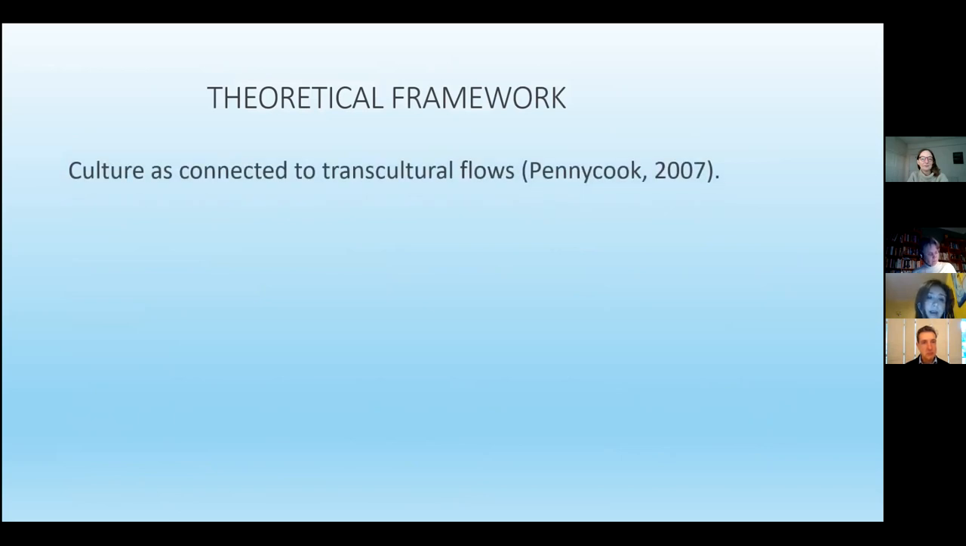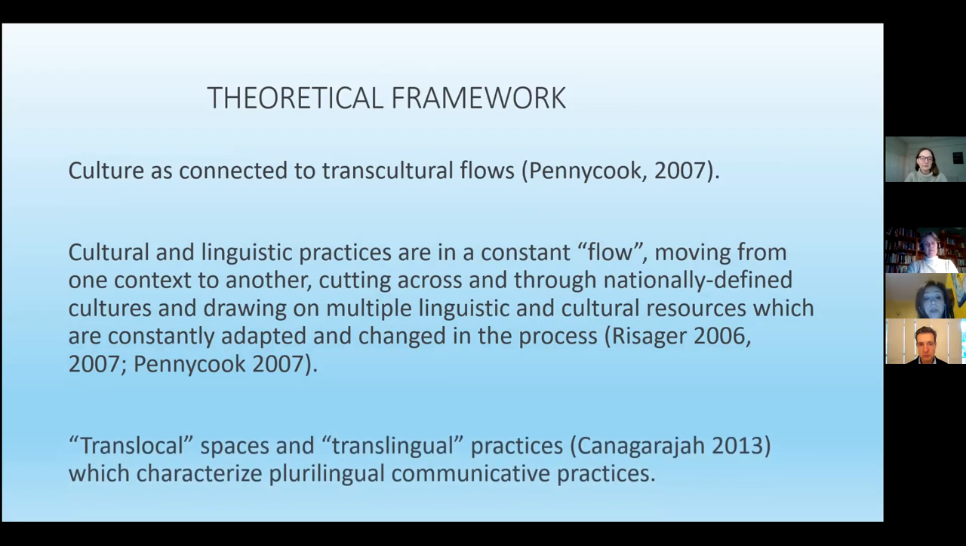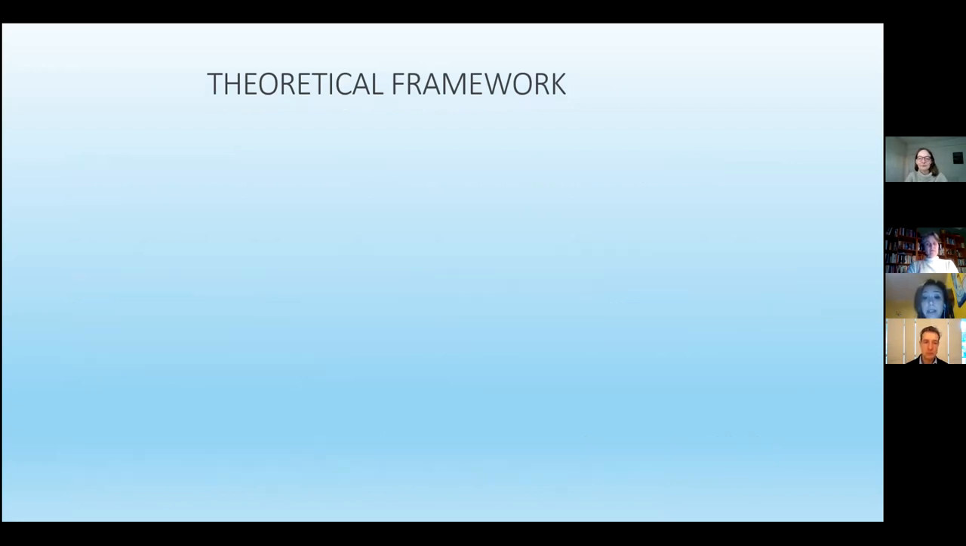Particularly relevant in the light of this discussion is the idea of culture as connected to transcultural flows. Cultural and linguistic practices, according to this view, are in a constant flow, moving from one context to another, cutting across and through nationally defined cultures and drawing on multiple linguistic and cultural resources, which are constantly adapted and changed in the process. Kanagaraja highlights the relevance of translocal spaces and translingual practices, which characterize plurilingual communicative practices.